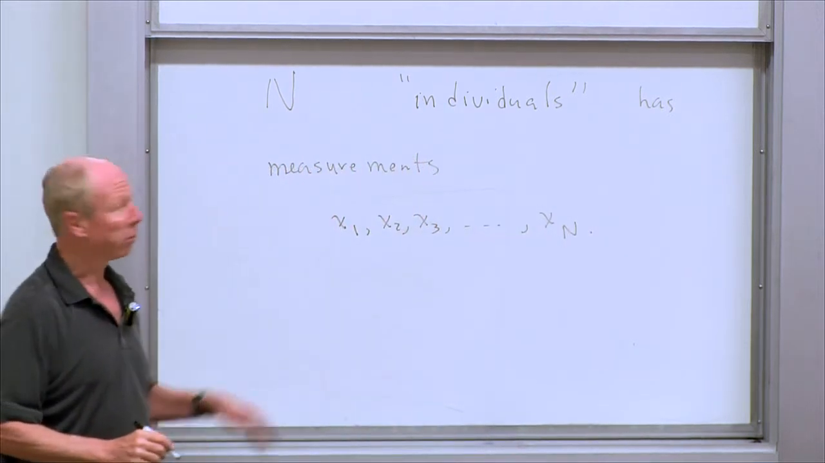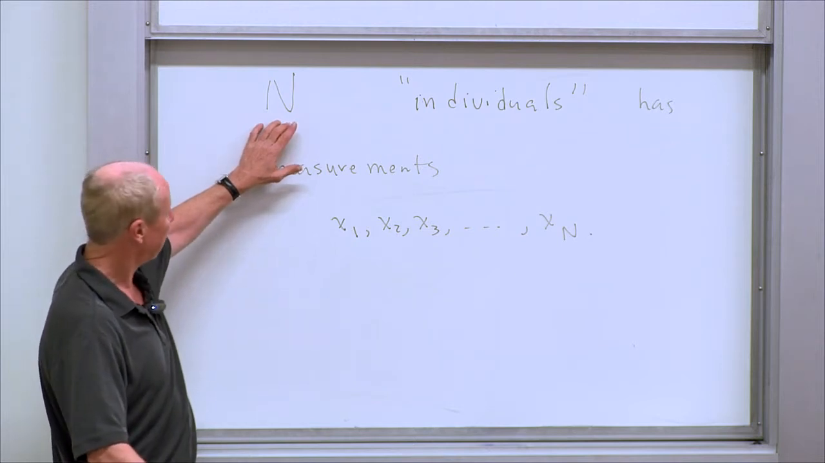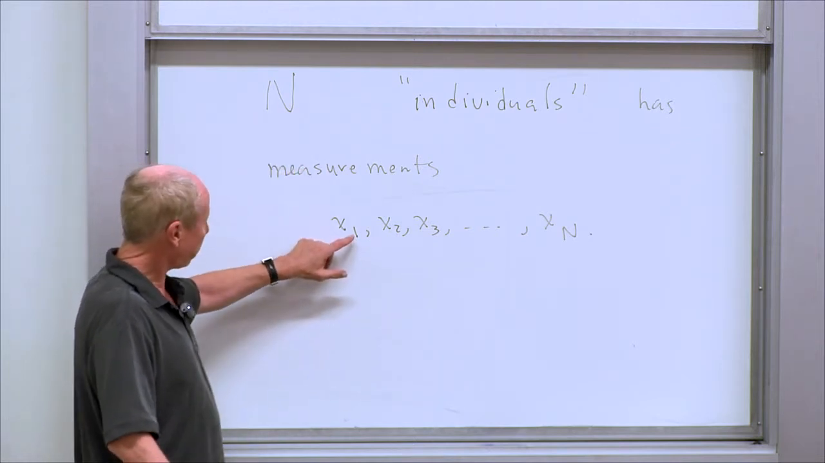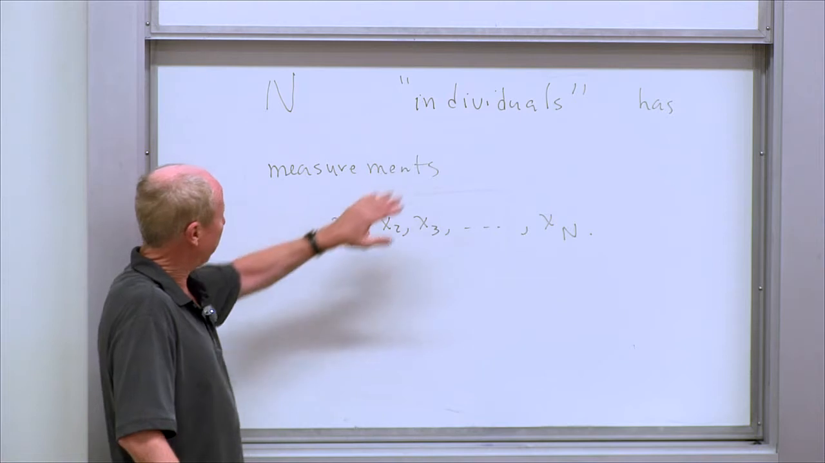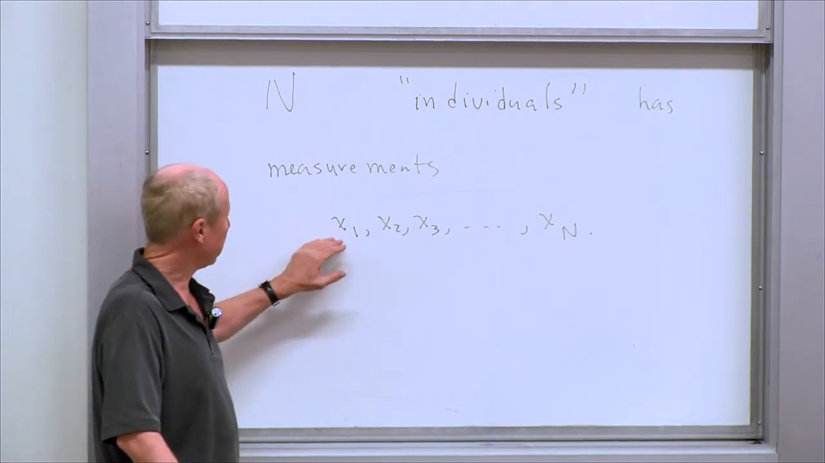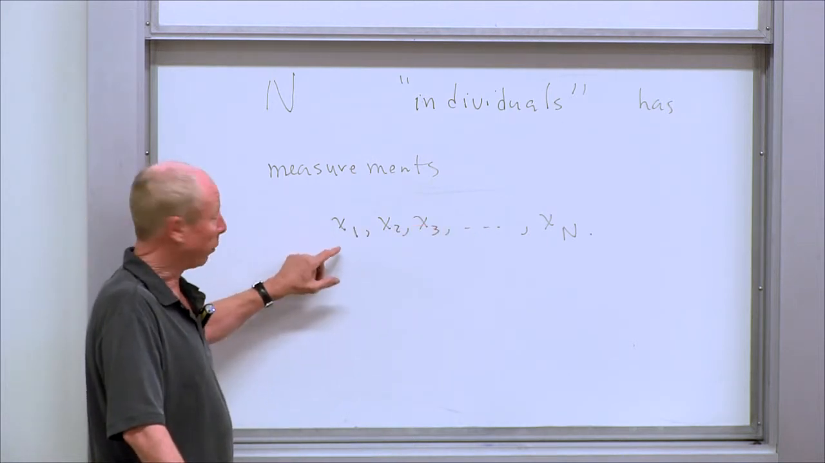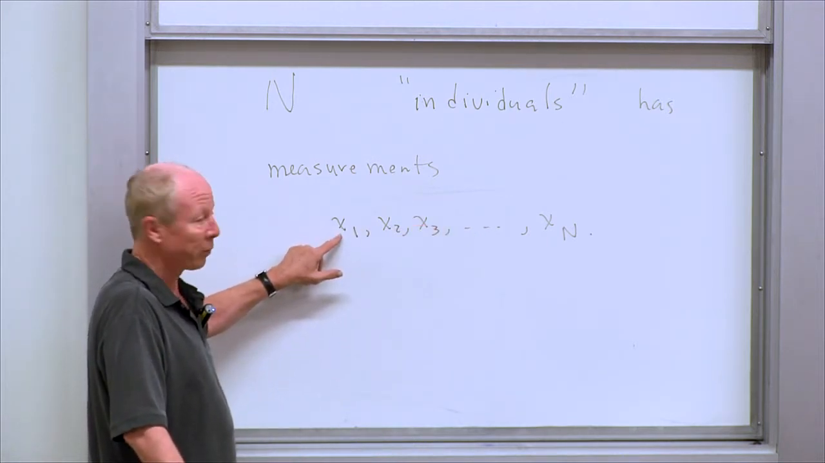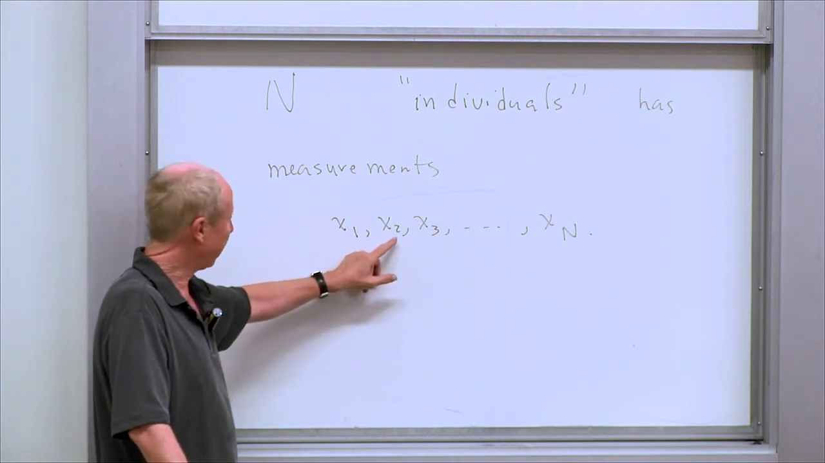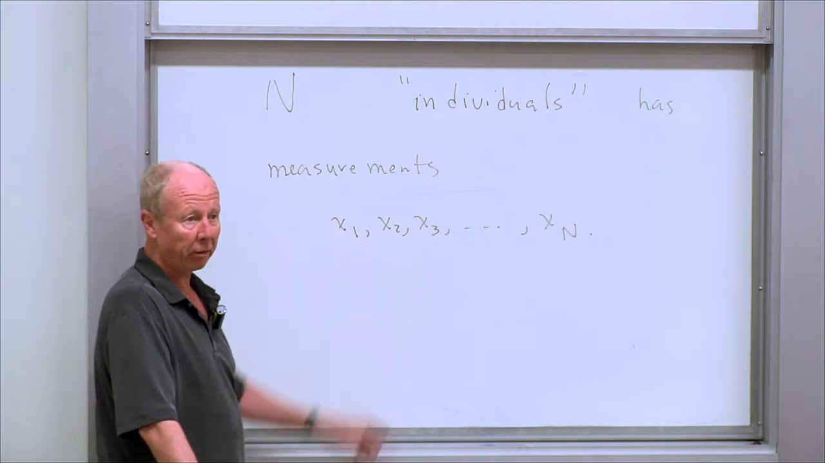So there's a population of size capital N. And the individuals in this population are measured in some way. And this results in the following list of measurements. The first individual has measurement little x1, the second individual has measurement little x2, third one has little x3, et cetera.